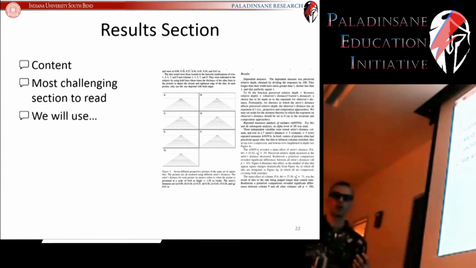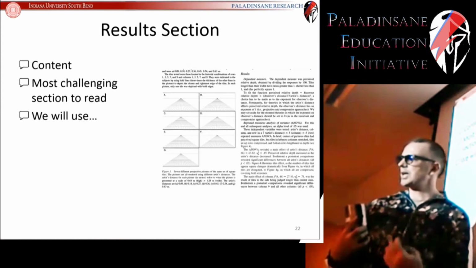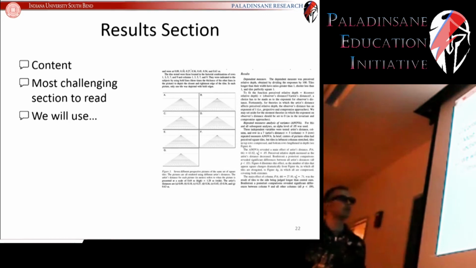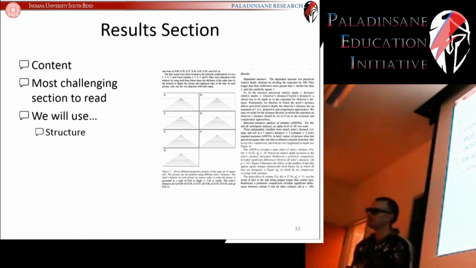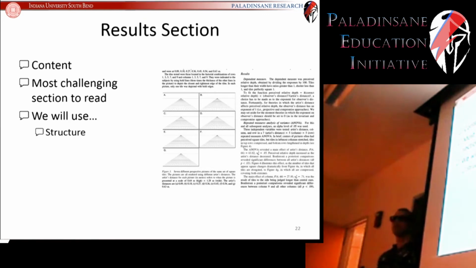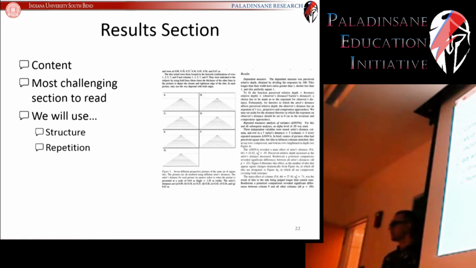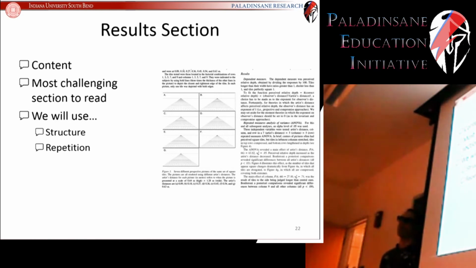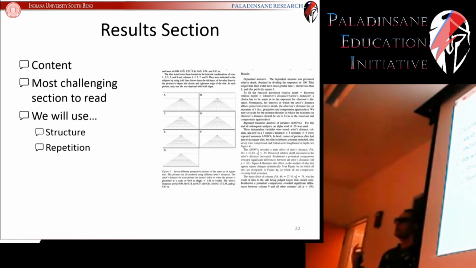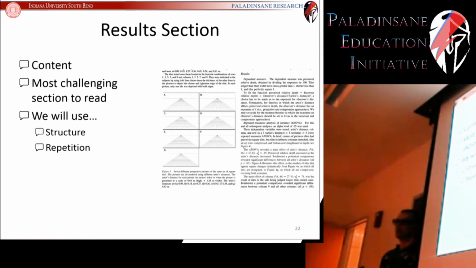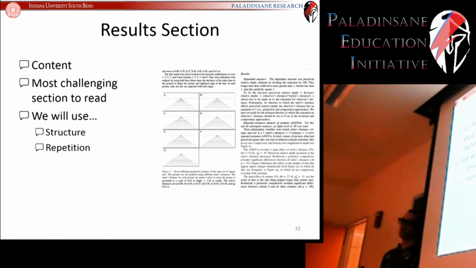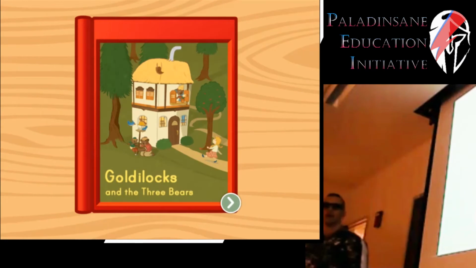So because of that, we're going to try to make it as simple as we can for the reader, and we're going to do this by using structure that is very simple to go through. And importantly, we're going to use repetition, a lot of repetition. And if you take a look at structure and repetition, the best analogy for your results section that you have encountered in your everyday life is a children's book. We are going to write the results section like we're writing a children's book.